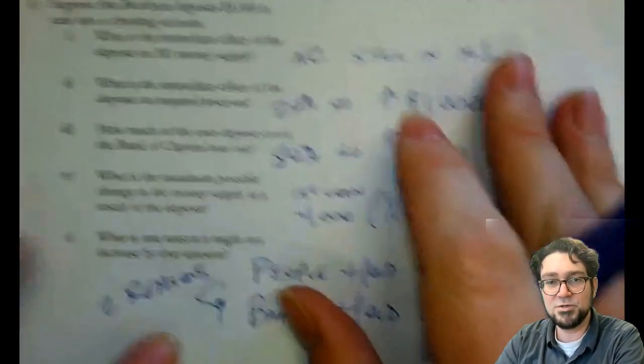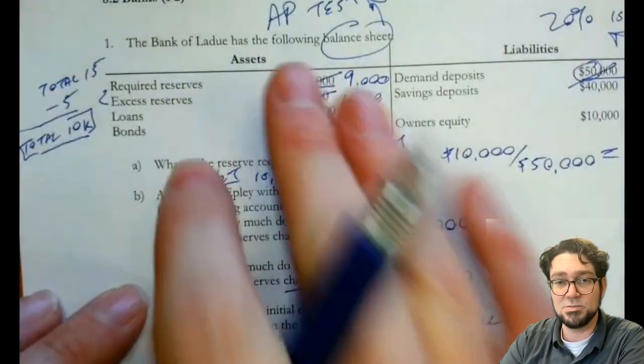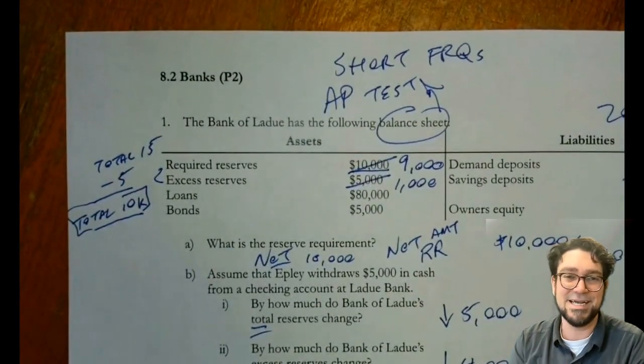So hopefully that helped you understand a little bit of how balance sheets would be affected when someone withdraws money or when they deposit it.